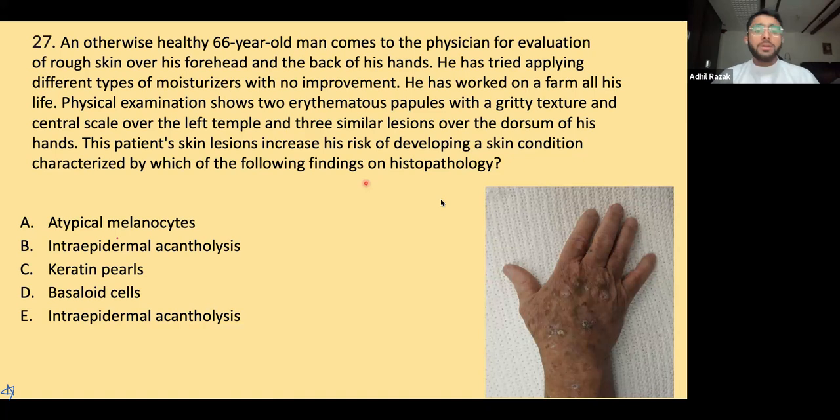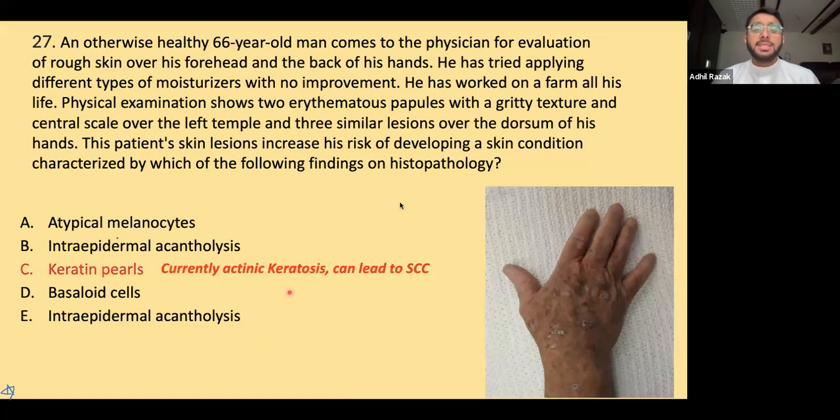Someone said atypical melanocytes, but look at the image. Also, it's on his forehead and the back of his hands. Different types of moisturizer, no improvement. It's a gritty texture with central scale. And the image itself, none of this really indicates melanoma or something to do with melanin. So, it is keratin pearls.